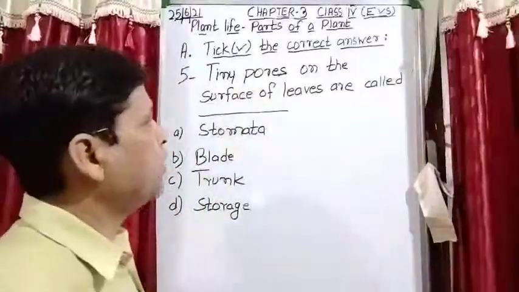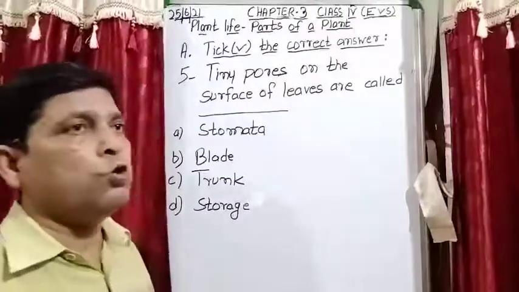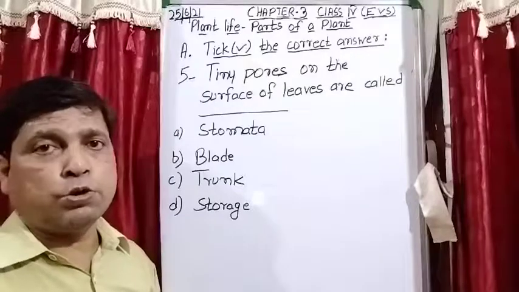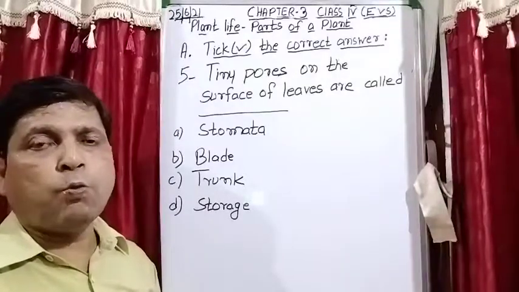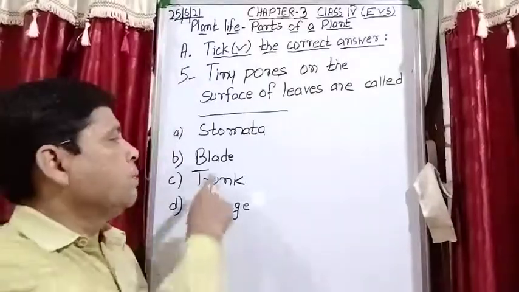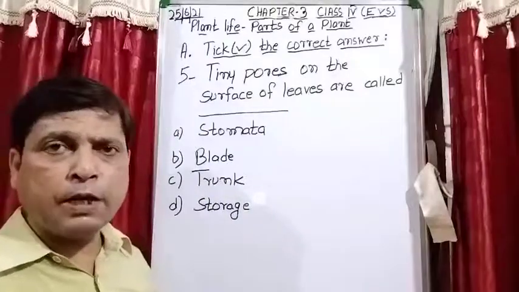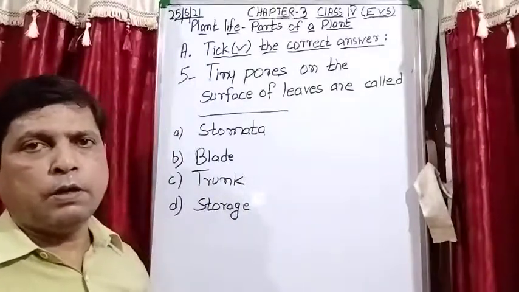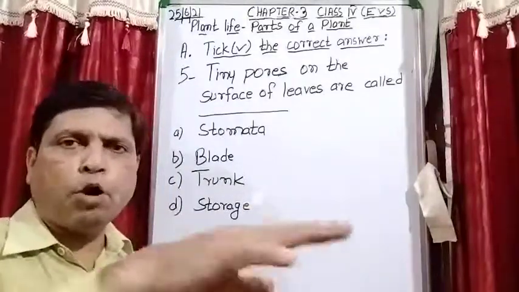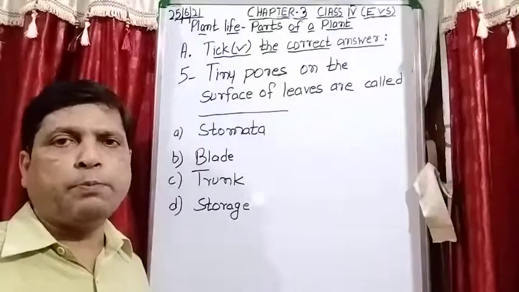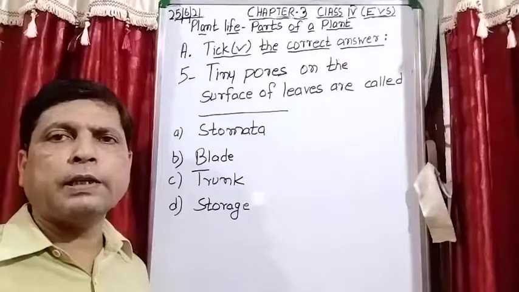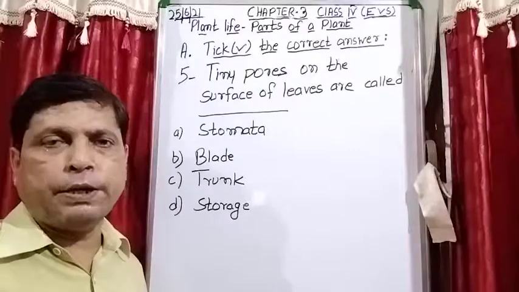So tiny pores on the what it is asking in the question, you will observe that in the leaves there are tiny pores. So what was the name of these tiny pores? That is asked in this question. So blade is not a right answer because the thin flat broad part of the leaf is called the leaf blade, and you can also call it lamina. Is it clear? This I have already explained when I taught you the structure of a leaf.